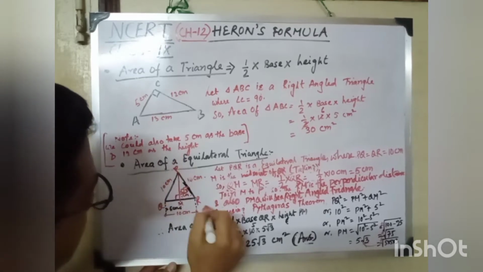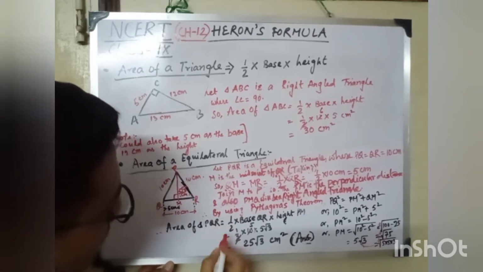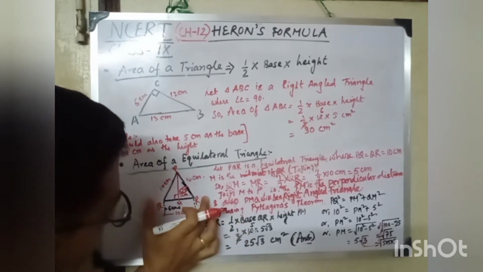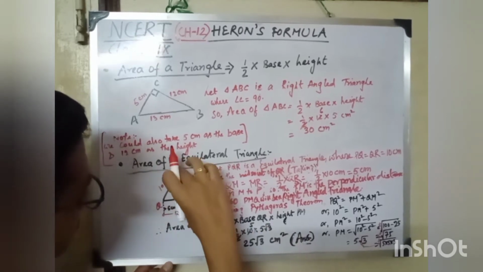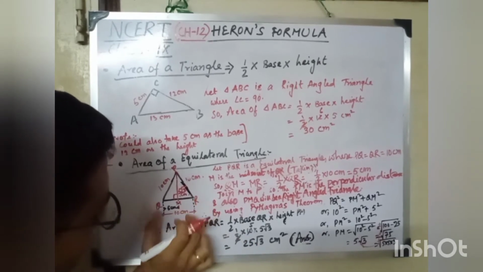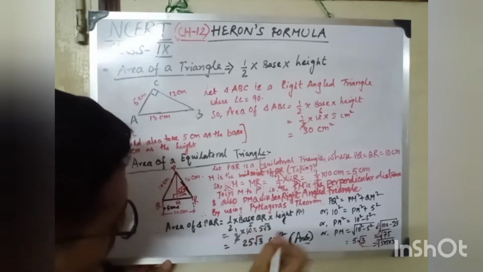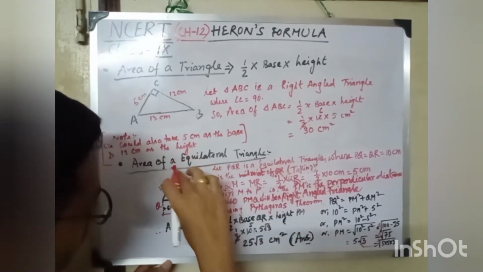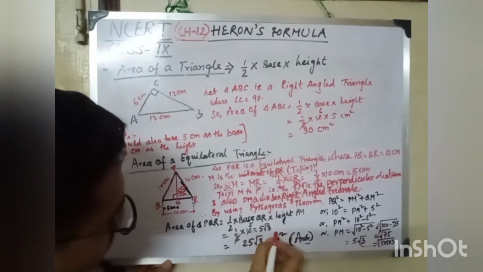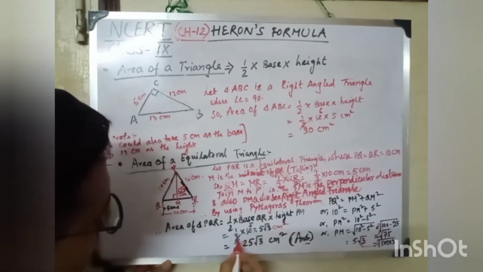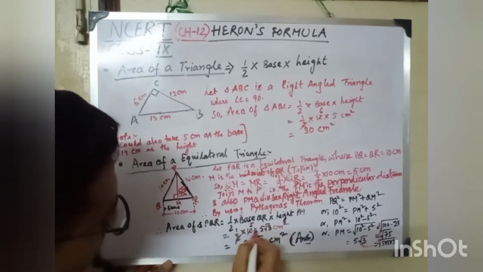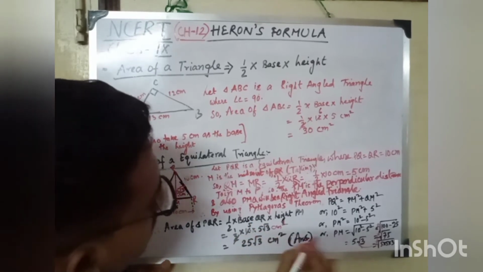So the area of the whole triangle PQR is equal to, same as the actual formula, half into base, that is QR, into height PM, which equals half into the value of QR, 10 centimeter, into height PM, the value of PM that we have already found, 5 root 3. So half into 10 into 5 root 3 centimeter square, that is 5 into 5 root 3, 25 root 3 centimeter square. This is the answer.